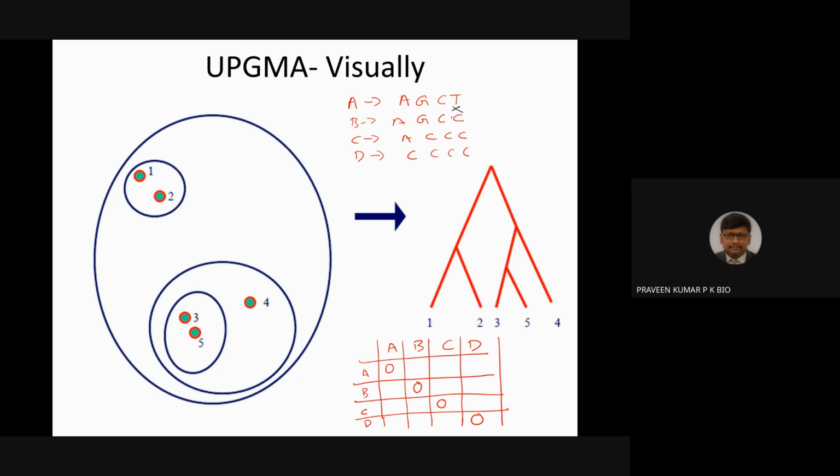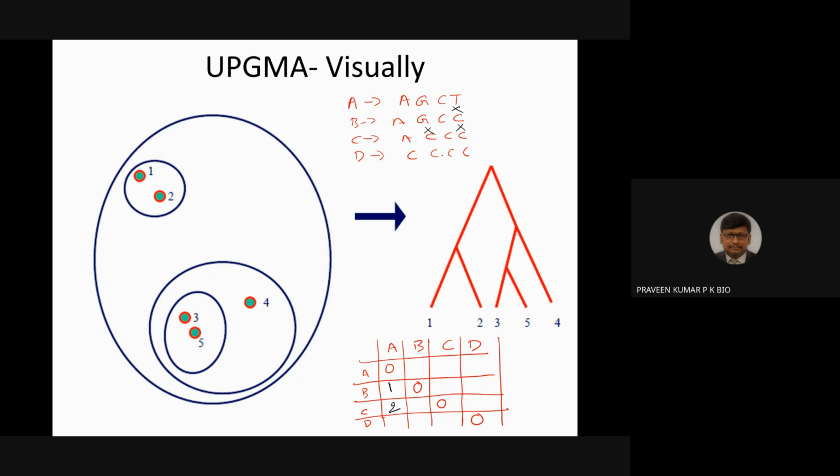Okay, the distance found is 1, so you have to fill 1 here. And if you compare the A sequence and the C sequence, you have 2 mismatches. One is this and the other is this. So you have to fill 2 here. You got it? Whatever Hamming distance you get, you have to fill it up here.